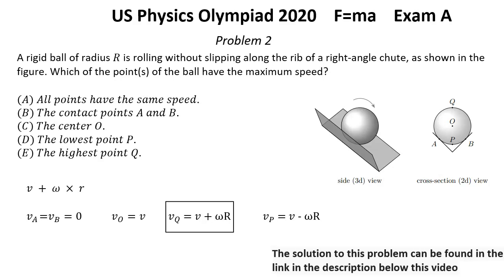So we can see that the maximum speed will have point Q, which is V plus omega R, and that's answer E, and that was the solution for problem number 2.